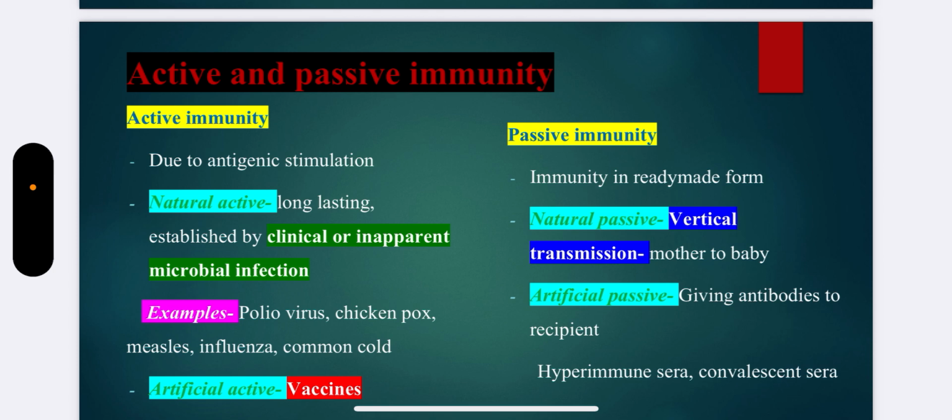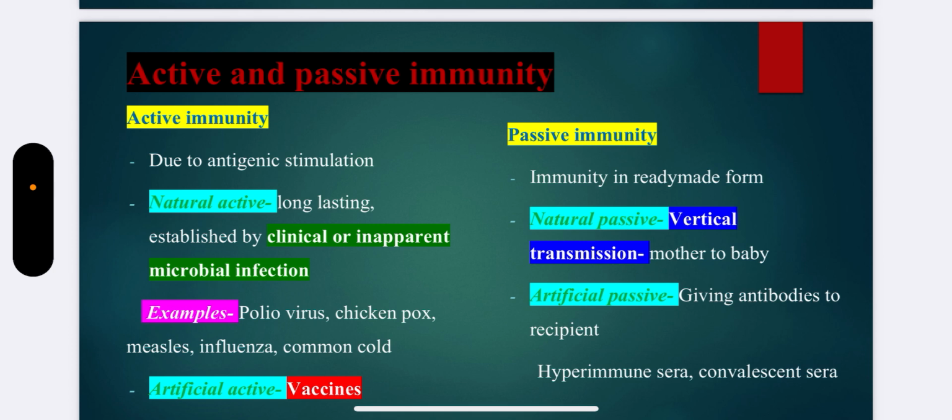Natural active immunity, what is that? It is established by clinical or inapparent microbial infection. You can see the examples over here: poliovirus, chickenpox, measles, influenza, common cold. Now, next one is artificial active immunity. Immunity conferred by the induction of vaccines. Vaccines may be live vaccine or killed vaccine. So the aim of immunization is to produce acquired immunity against specific diseases.